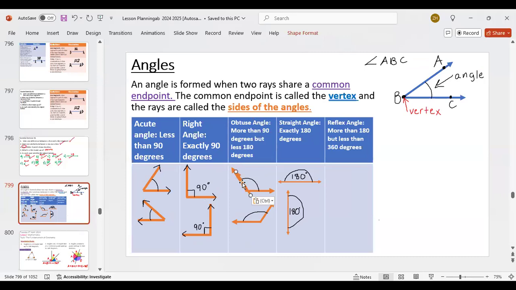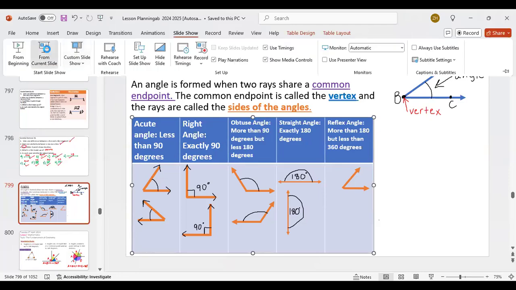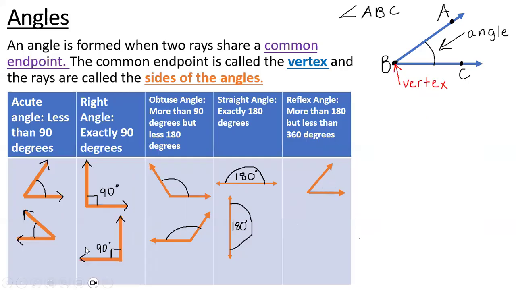A reflex angle is more than 180, but less than 360. They look very similar to acute angles, but you have to be careful because for a reflex, they just want the angle that's at the back of it, not the angle on the inside. So, like I said, they look very similar to acute, but we don't want this inside one. We want the one that's on the outside. So this right here is your reflex angle. It's the one behind.